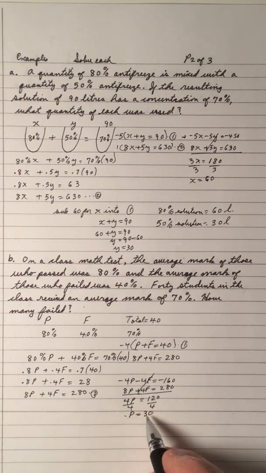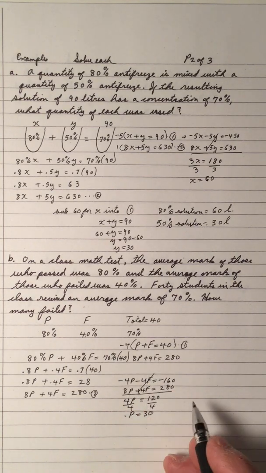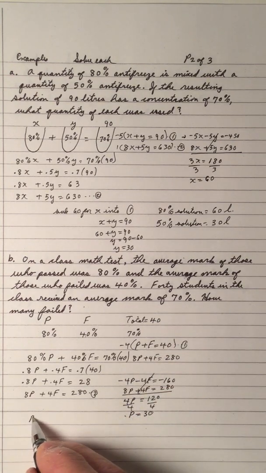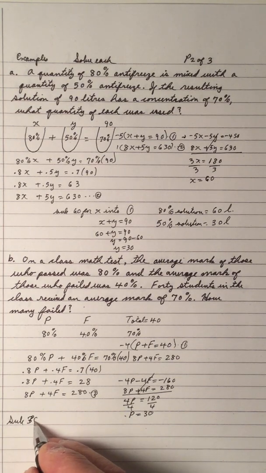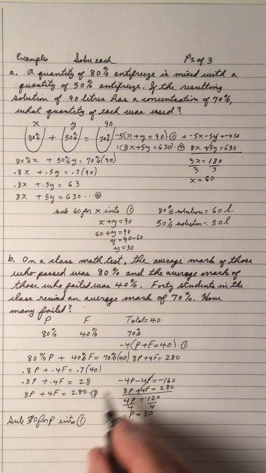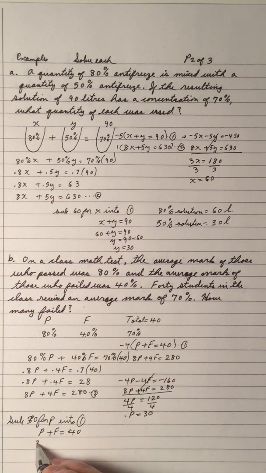So you divide by 4 and you get P is equal to 30. But if I were thinking right, I could have eliminated the P and got the F right away, but I didn't. So now I have to substitute 30 for P into number 1. So P plus F equals 40 students. And P is 30. The number of students who failed is 40 minus 30, which is 10.